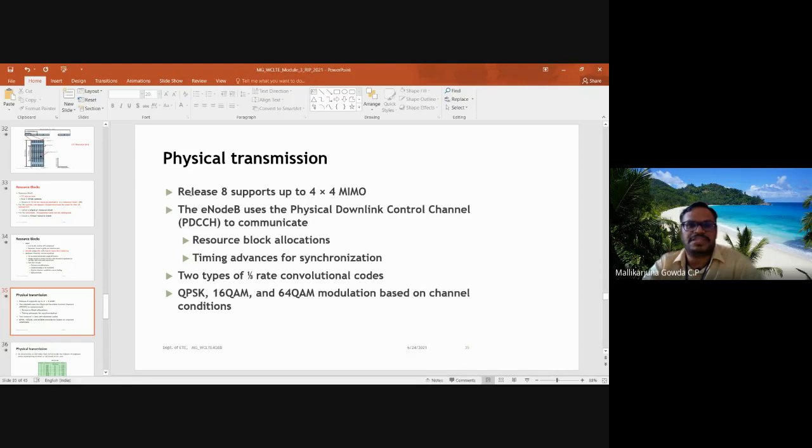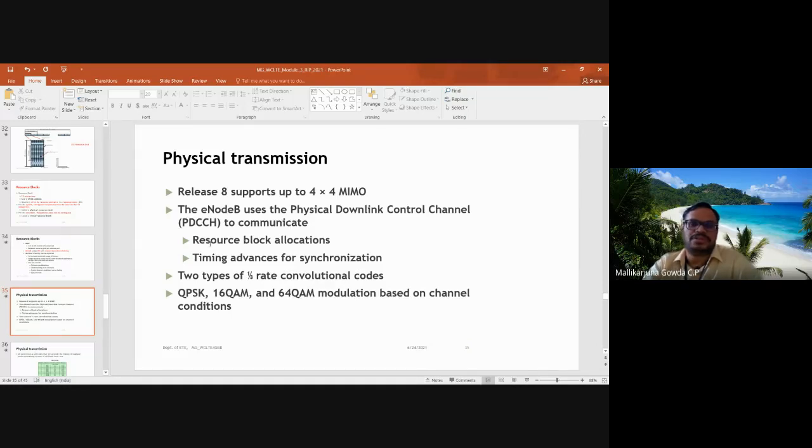So with respect to release date, I'm talking as of now, I think it is release 17. Okay, it is old data. So release 8 supports up to 4x4 MIMO. Okay, so the E node B uses the physical downlink control channel to communicate. PDCCH is the channel used by the E node B to communicate with the user equipment.